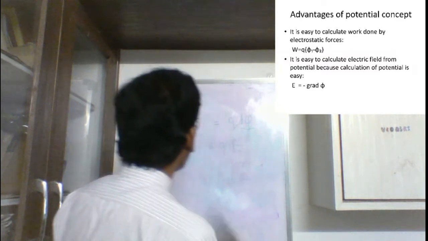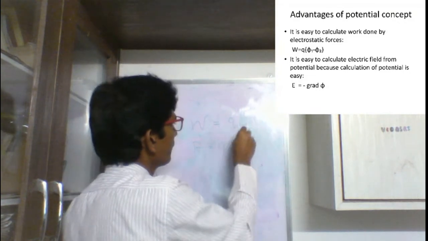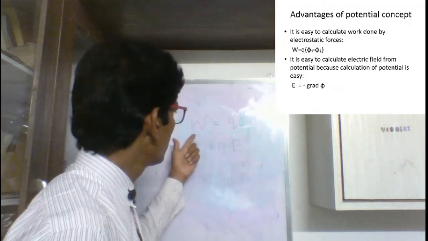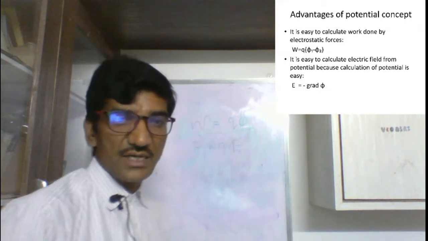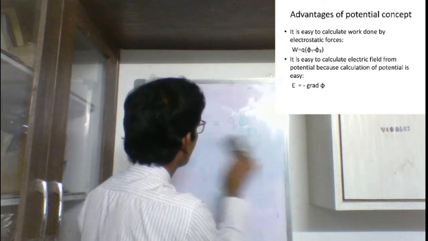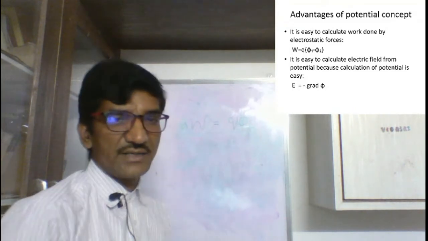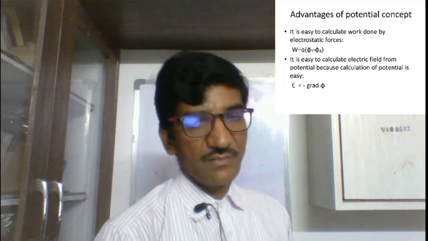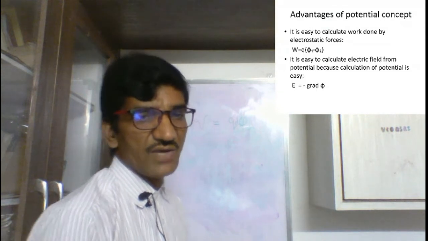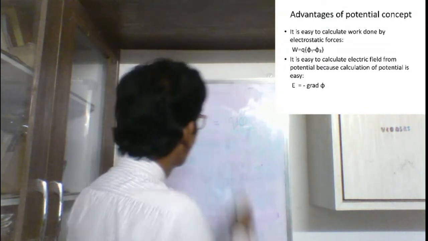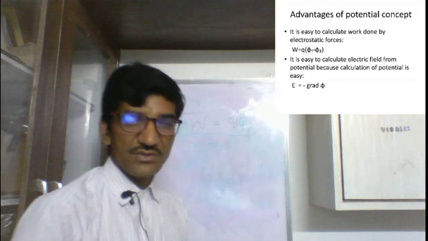Then W is equal to Q phi. Work is expressed in terms of potential, and force is expressed in terms of field. By using this formula, dW is equal to Q d phi, you can very easily calculate the electrostatic work done in moving a particle from point 1 to point 2 having potentials phi 1 and phi 2 respectively. So the potential concept is very helpful in calculating the electrostatic work.